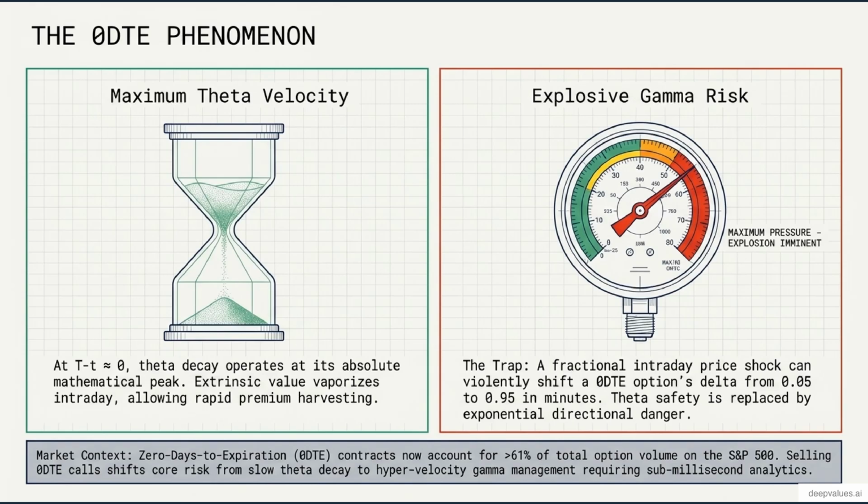Standard manual hedging is completely obsolete against the velocity of zero DTE gamma. Sub-millisecond risk analytics have replaced end-of-day reporting. A naked call seller caught in one of these intraday squeezes is facing catastrophic losses driven purely by mechanical dealer hedging, not fundamental news. Okay, so a trader successfully navigates the theoretical math, they avoid the operational pin risk, and they survive the high-speed algorithmic gamma squeezes. They still have to face their absolute toughest opponent, the IRS.